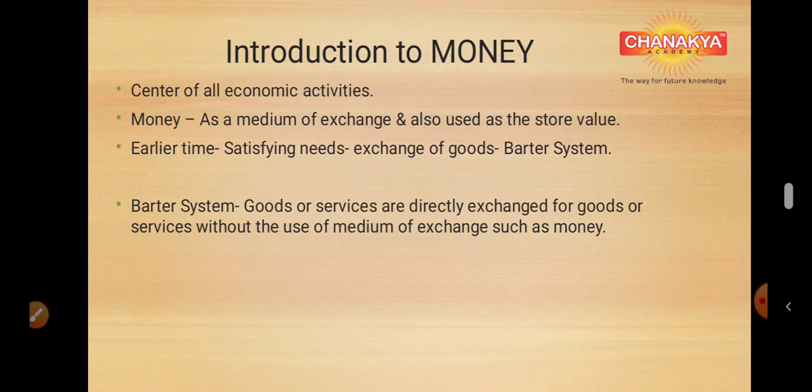Now let us look at the definition of the barter system. The barter system is the system where goods or services are directly exchanged for goods or services. That means you don't pay any money or common medium, but when the mutual needs, the demands and requirements of both buyer and seller, are fulfilled, there is an exchange of goods and services without the use of any other medium of exchange like money.